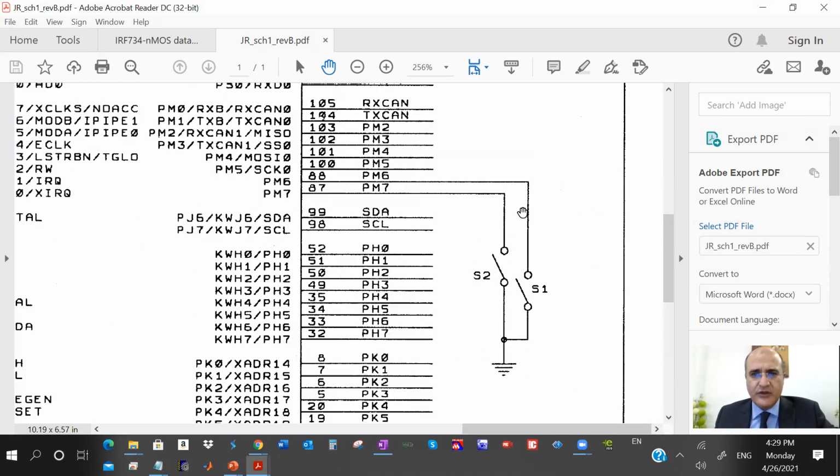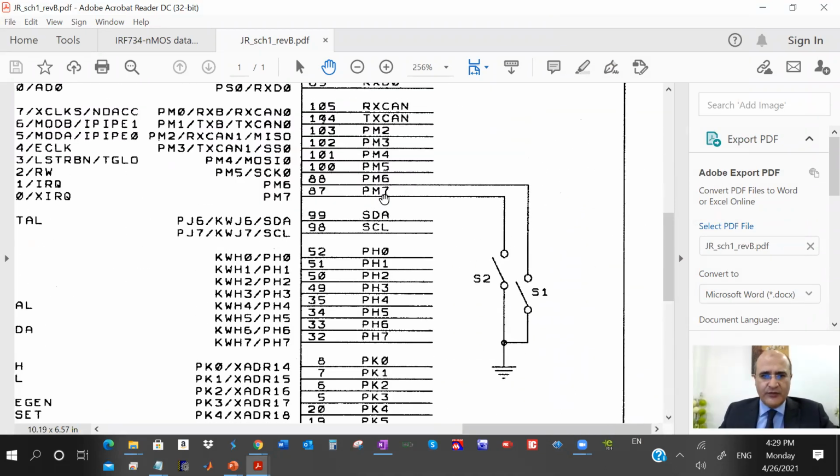See my mouse? So they are connected to port M7 and M6 to switch push buttons. They are on the board. You see them here on the board next to the potentiometer. If you see my camera, 1, 2, 1 and 2. Okay.